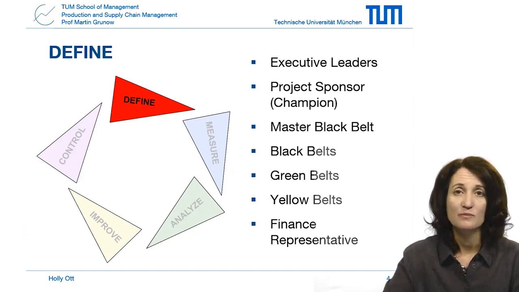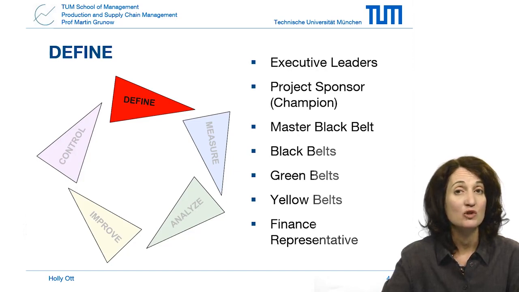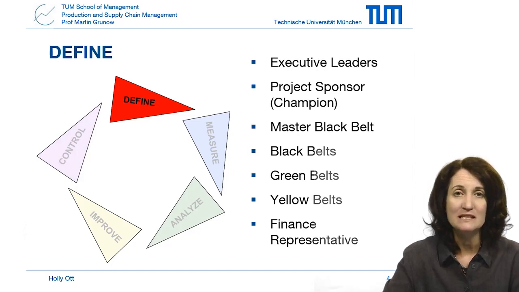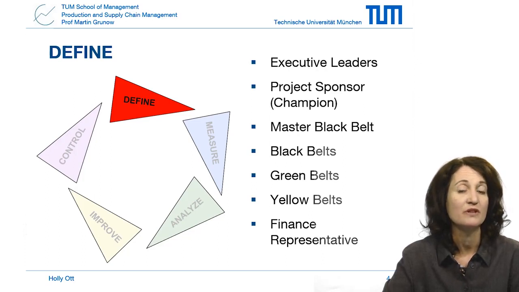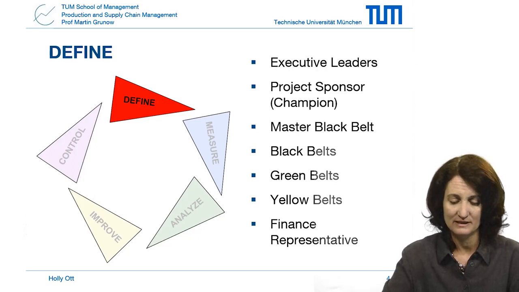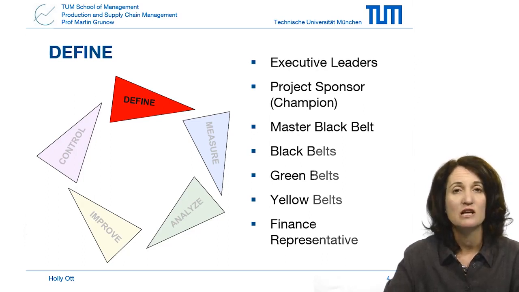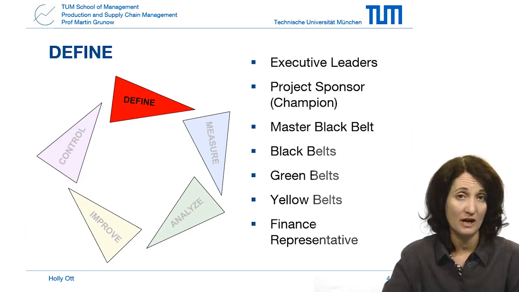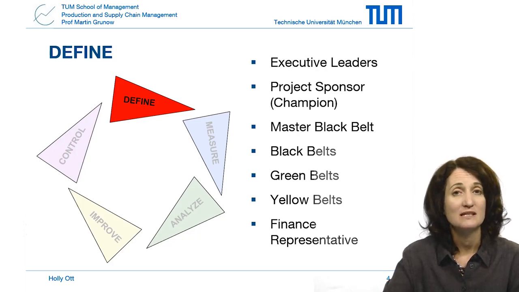Black Belts are people that are experts on Six Sigma tools. They work full-time on Six Sigma projects. They train the Green Belts, lead teams, and provide assistance with Six Sigma tools, for example, the different improvement methods, diagnostic tools, and statistical methods. Green Belts tend to work part-time on projects with the Black Belts, and they integrate the Six Sigma methodology in their daily work and lead smaller projects.